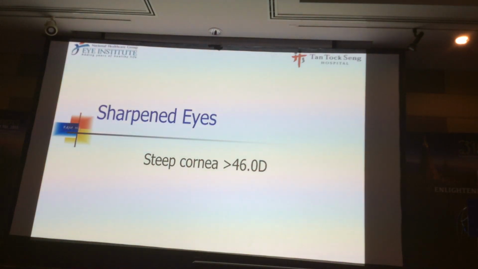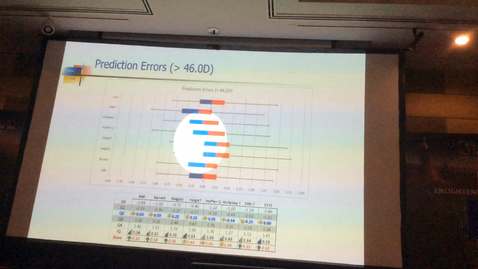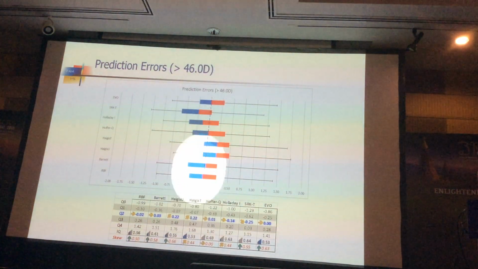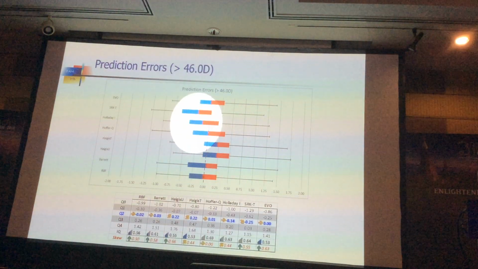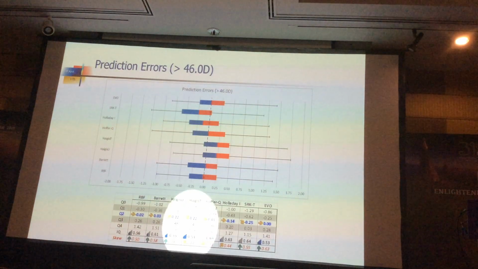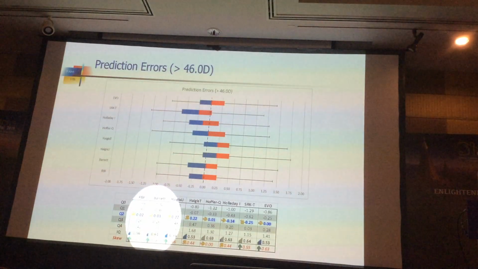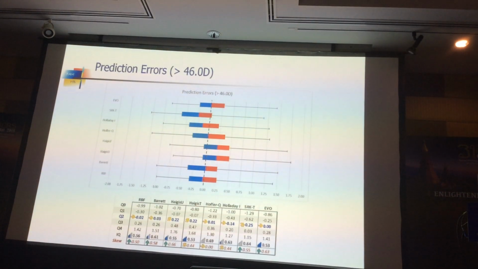Steep cornea, more than 46 diopters. The opposite happens. This is quite a lot of eyes. Now, again, the same general trend, Evo on top, RBF, Barrett right in the middle, but now SRK/T overpredicts, ends up in the negative territory, and Haigis underpredicts in the positive territory. So it's the reverse of the flat cornea. You can see Haigis here is plus, SRK/T is minus, but Evo, RBF, Barrett, as close to 0 as possible. And it's compact.